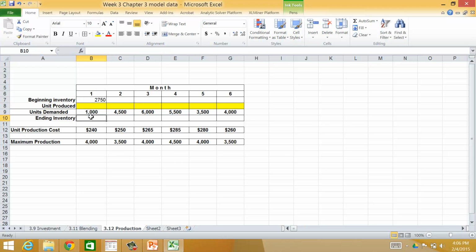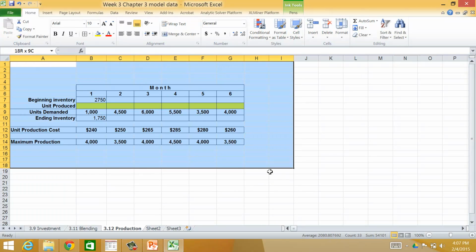Okay, then put the formula here because I want to define those relationships first. Okay, different from the other models, where we do the decision variables and then go to the objective function, in this case we need some other values to calculate the objective function. So I'll define those relationships first. So here, ending inventory equals beginning inventory, right? Plus unit produced minus unit demanded. Yeah, let me enlarge this part.